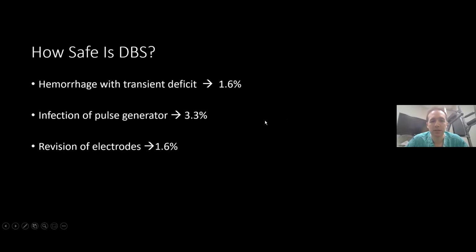So at this point, the safety also improved quite a bit. I mean, we're not even talking about mortality here. It's just hemorrhage with a transient deficit is 1% essentially. There's a small risk of infection, usually at the pulse generator site. And then some authors are reporting a revision rate of about 1% as well. We certainly don't have these rates here, but this is from a meta-analysis.